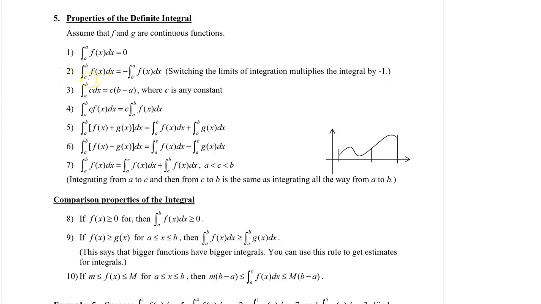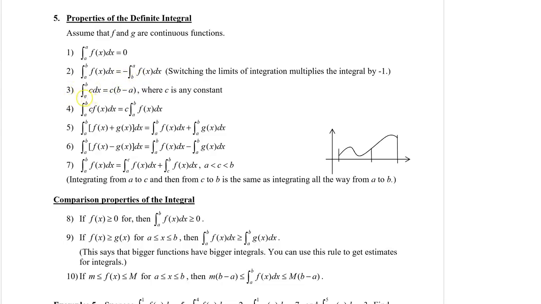Property number 2 states that if I integrate f of x from a to b, that is the same thing as the negative integral from b to a of the same function. So when I switch the limits of integration, I need to multiply the integral by -1. I guess you can think of that as having your upper and lower limit kind of moving backwards, and so it's going to be negative.